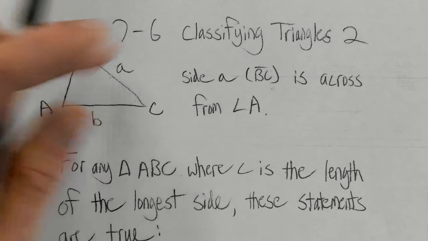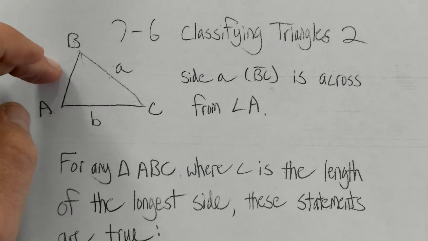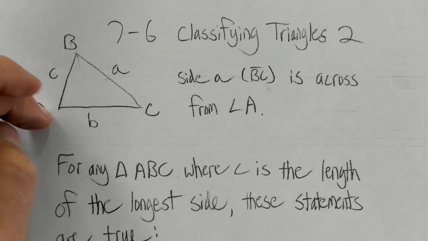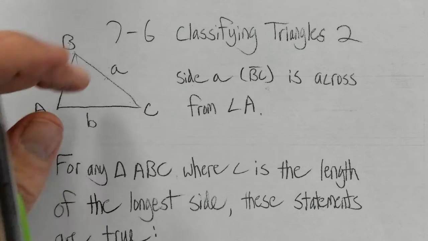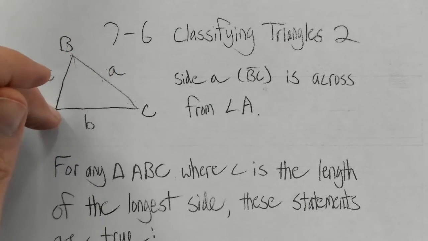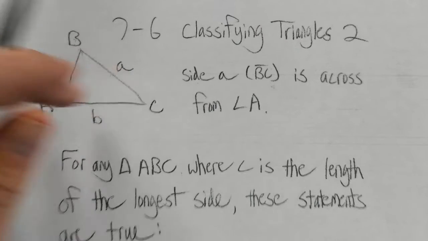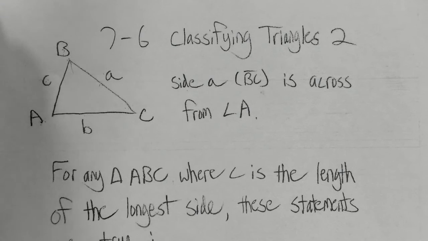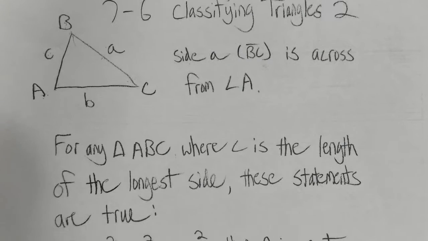So you can't just mix up the side letters. Like I can't put A over here unless I put angle A over here. Does that make sense? So the side should be across from its matching angle. They should be the same letter, just one capital and one lowercase. All right, so keep that in mind notation-wise.